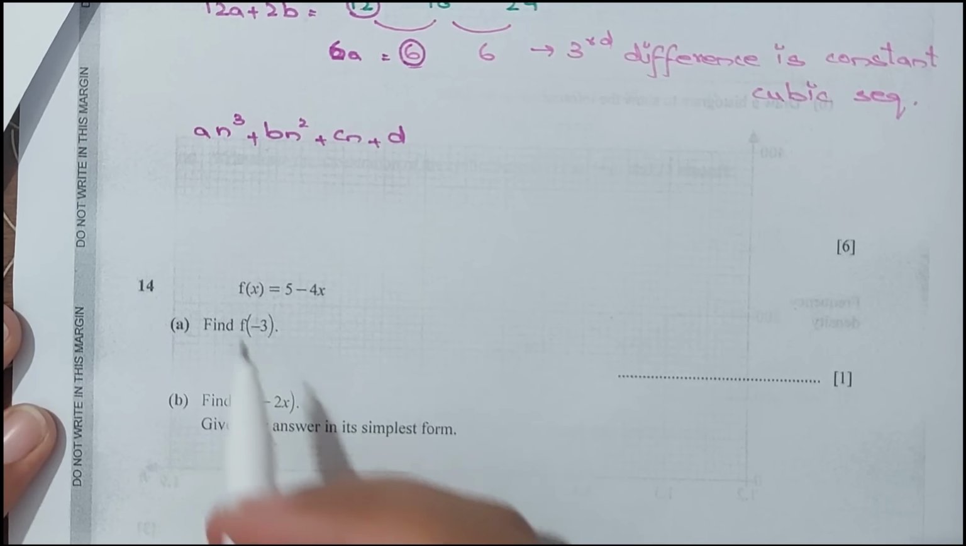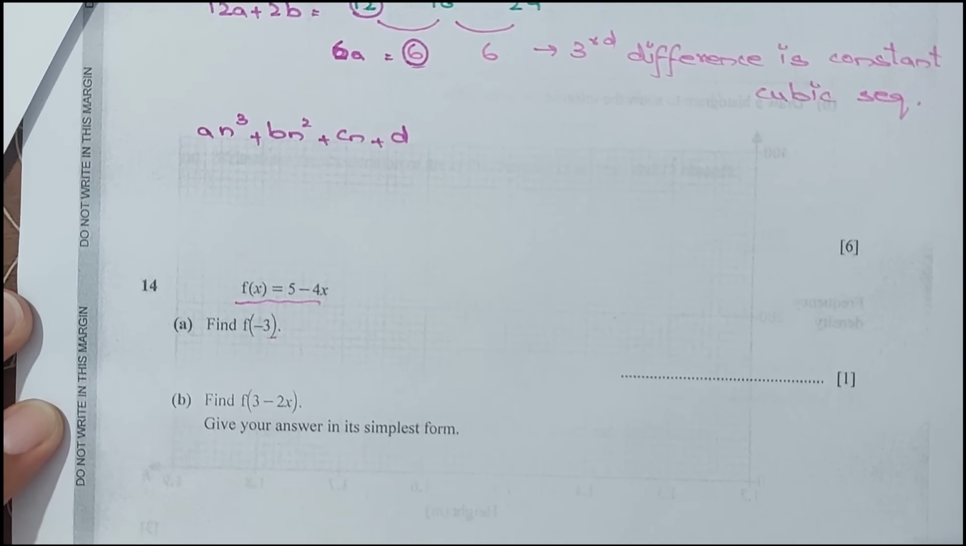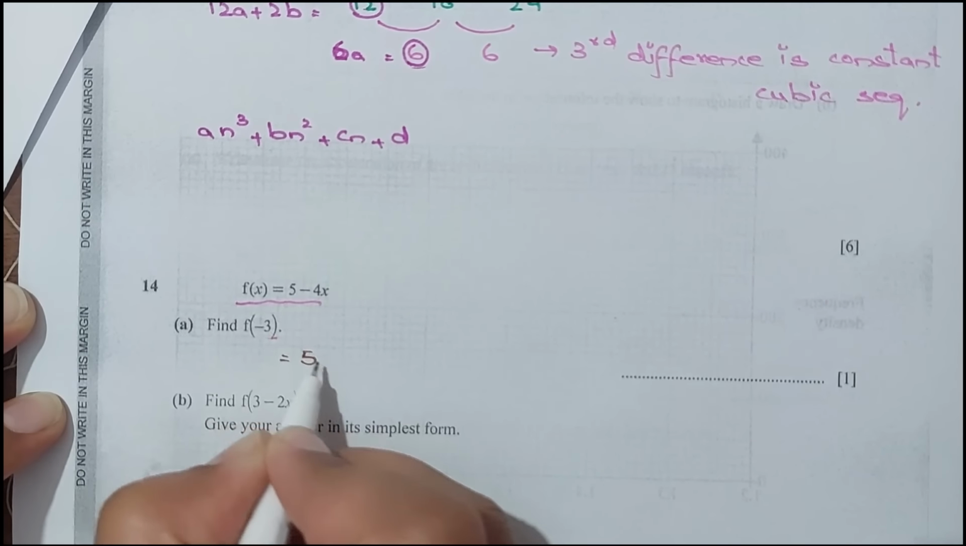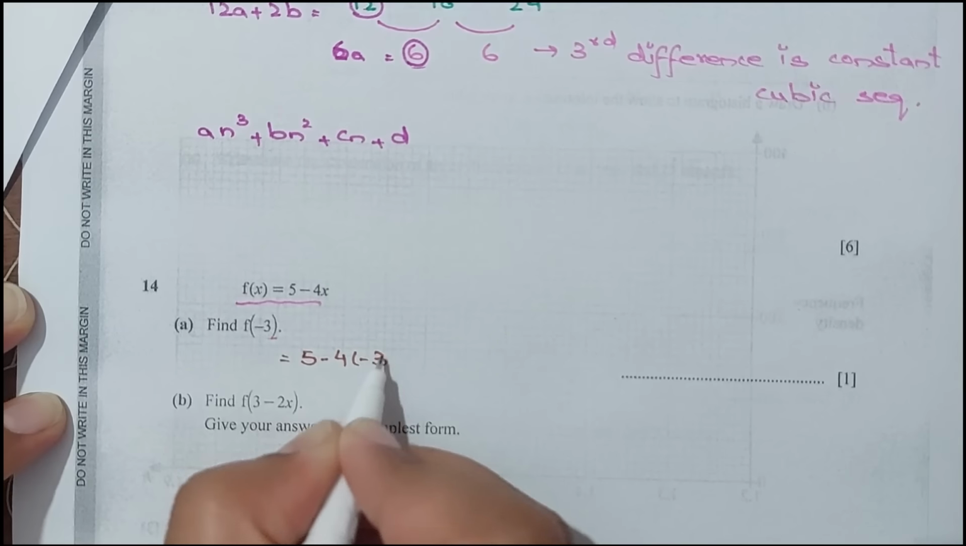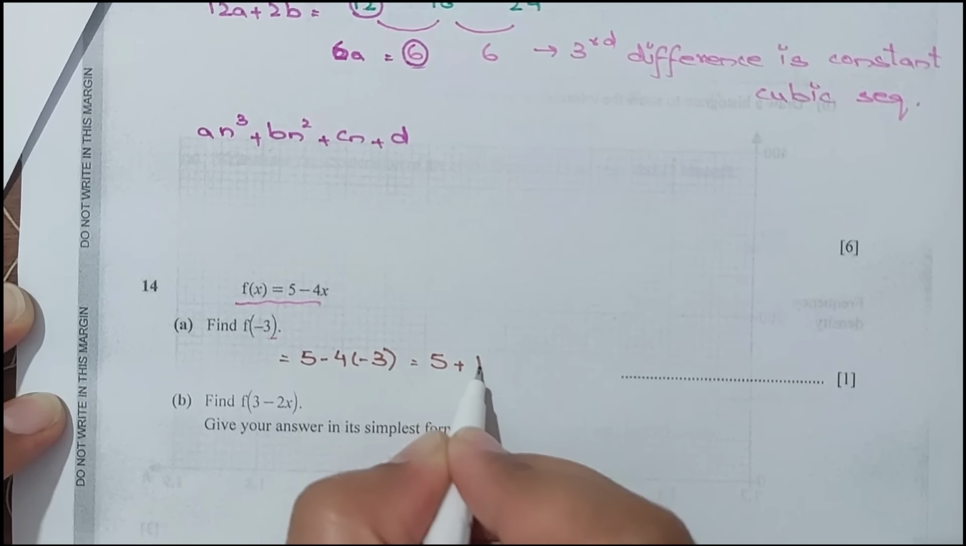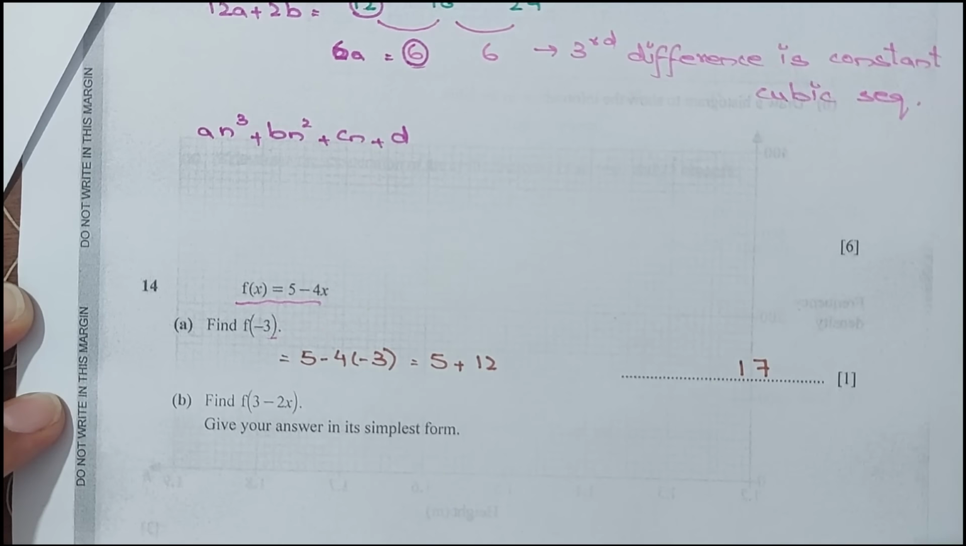Question number 14, we have the function f of x. Part A, find f of negative 3. So just substitute the x value negative 3. This would be 5 minus 4 into minus 3. This would be 5 plus, because minus times minus is plus, 4 times 3 is 12. If we add 5 to 12, this would be 17.